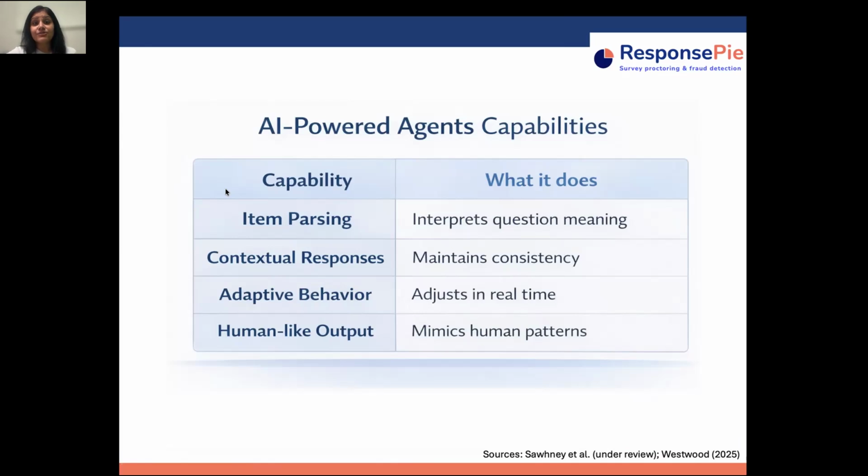They can provide contextual responses or answers that are consistent with the answers that they provided early on in the survey, keeping in mind the context of the survey. Their behaviors can adapt. So you can prompt an AI agent to adjust their response pattern, their timing, their behavior, such as scrolling through the survey a certain number of times, etc. And last but not least, the responses that are provided by AI agents tend to be very difficult to distinguish from human participants because they look very similar to real human participants.